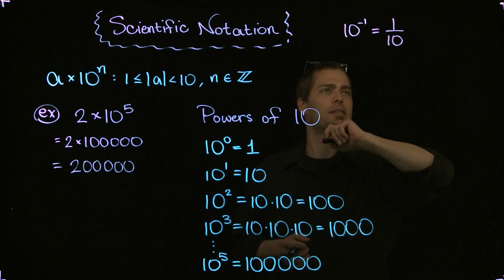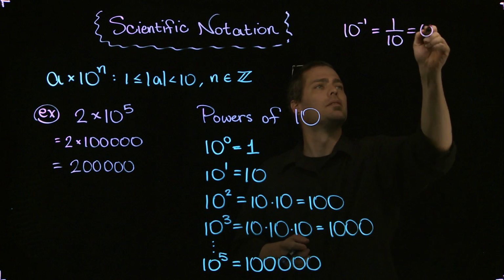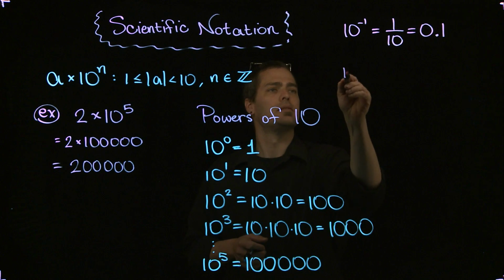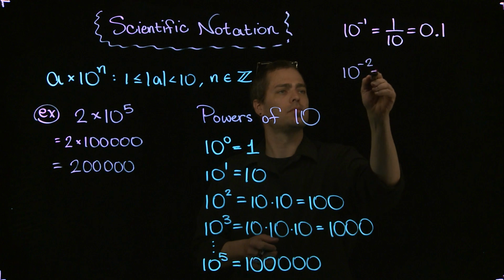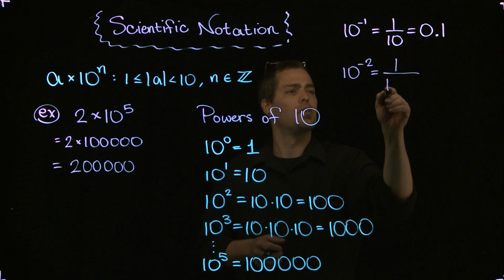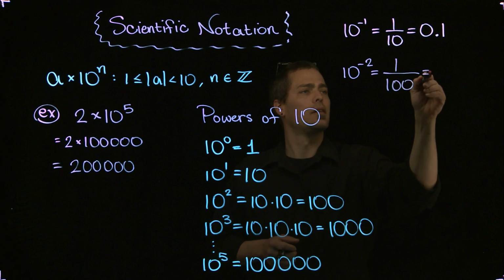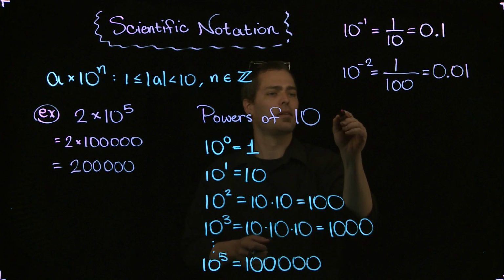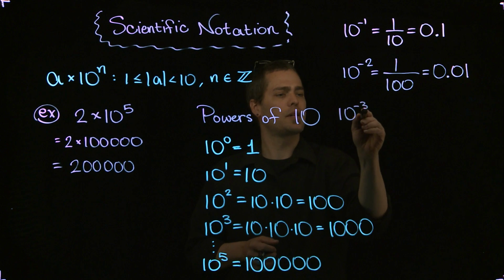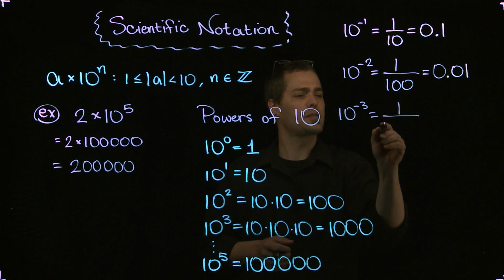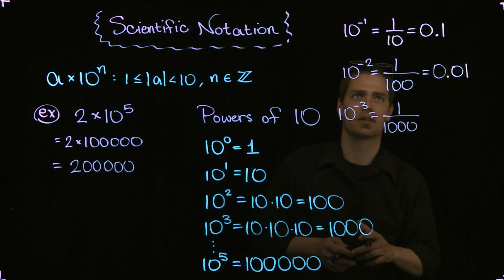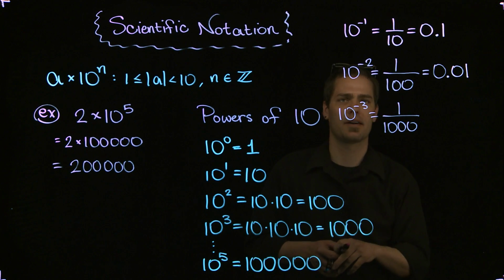And if we were to write this as a decimal, it means 0.1. 10 to the -2 is 1 over 100. As a decimal, 0.01. 10 to the -3, 1 over 1,000. Okay. Now, how am I getting the 1 over 10, 1 over 100, 1 over 1,000?